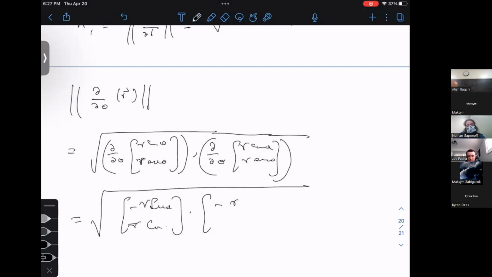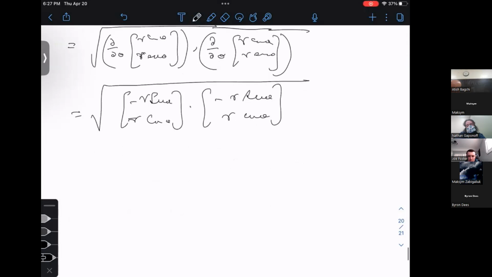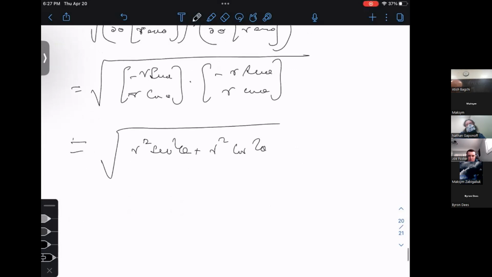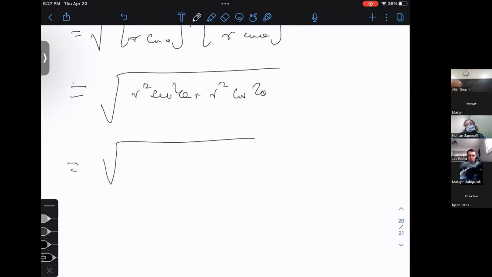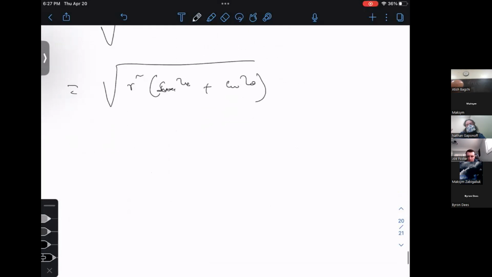Sine theta, R cosine theta, minus R sine theta, R cosine theta is equal to R squared sine squared theta plus R squared cosine squared theta, which is equal to R squared times (sine squared theta plus cosine squared theta), which is equal to R squared times 1, and the square root of R squared is equal to R.